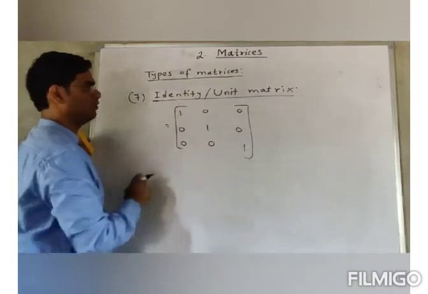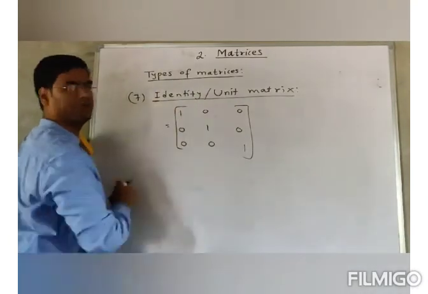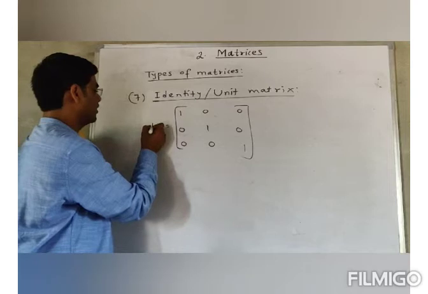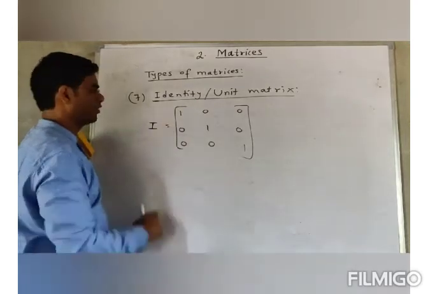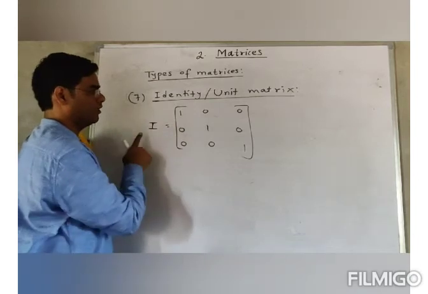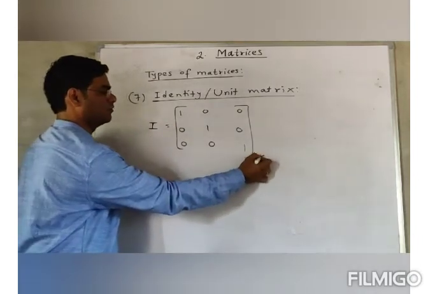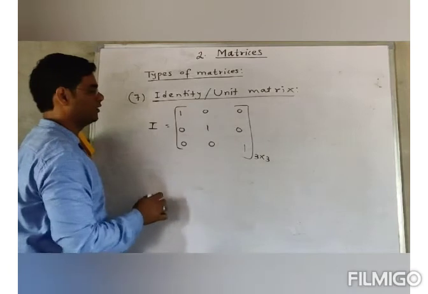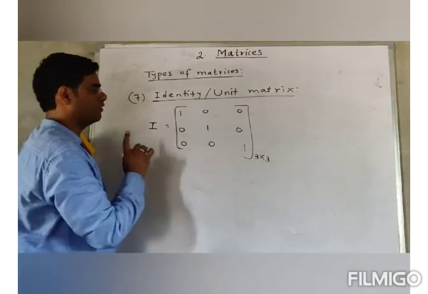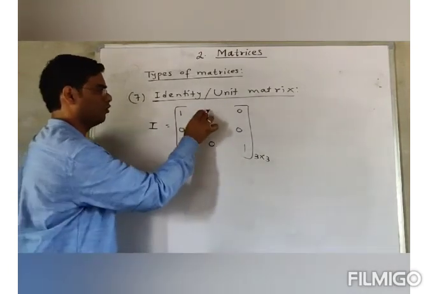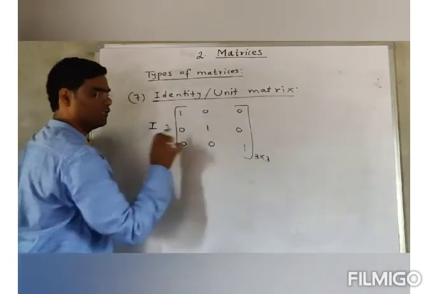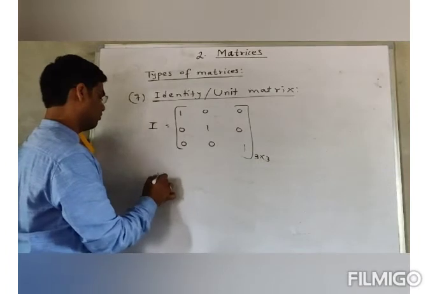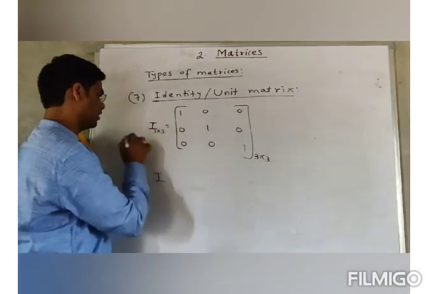A matrix in which all the diagonal elements are always 1 and non-diagonal elements are 0 is known as a unit matrix or identity matrix. Unit matrix or identity matrices are usually denoted by capital letter I. So I is an identity matrix of order 3 by 3. So what is an identity matrix? An identity matrix is a matrix in which all the non-diagonal elements are 0 and diagonal elements are always equal to 1. Now this is an identity matrix of 3 by 3.